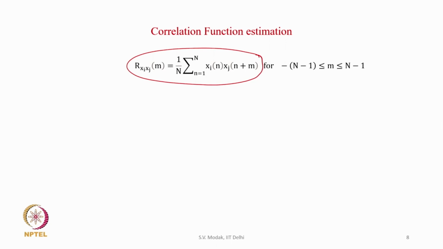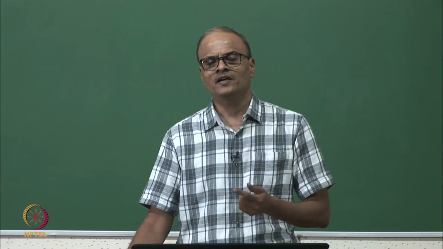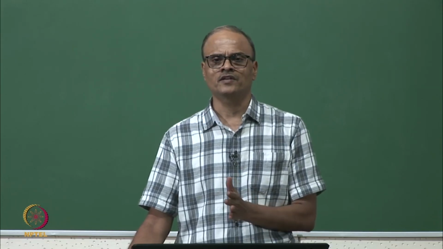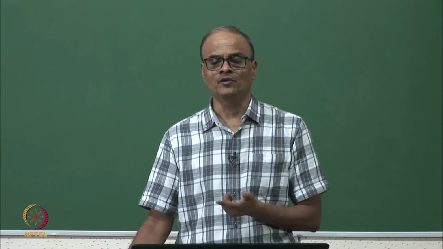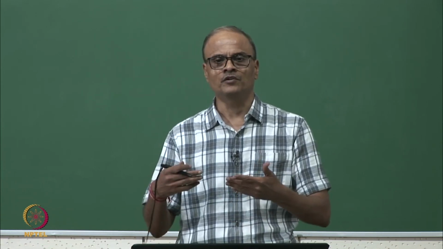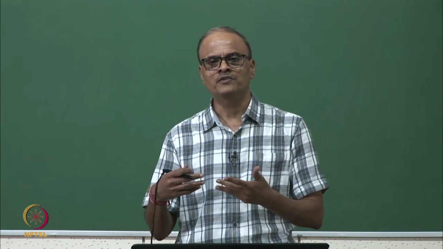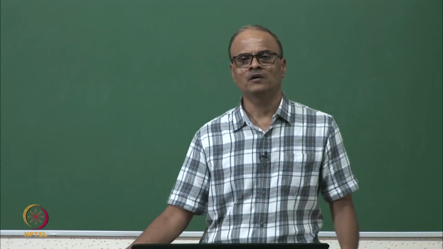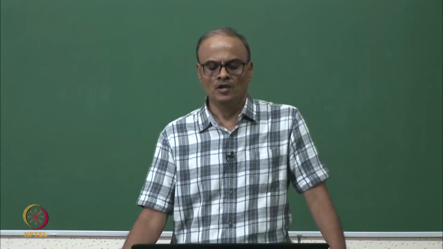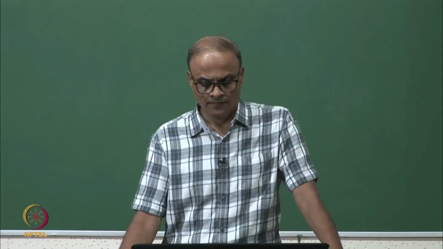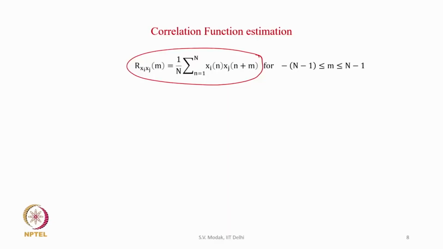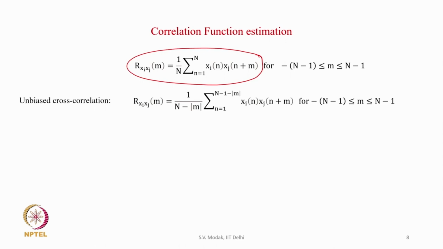Now, it is seen that the cross correlation estimate based on this expression is biased, because for non-zero values of m, there are some terms on the right hand side for which the product is 0. When the two signals are displaced with a difference of m samples between them, some of the terms in the product become 0, which introduces a bias in the estimate. And therefore, an unbiased cross correlation estimate is defined. It is defined using this expression.